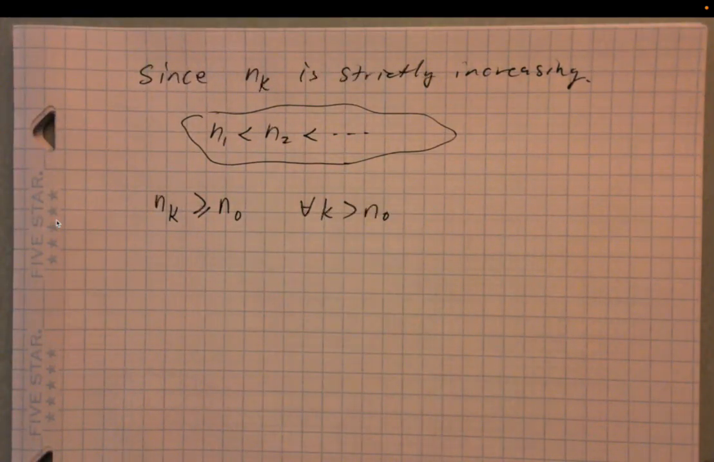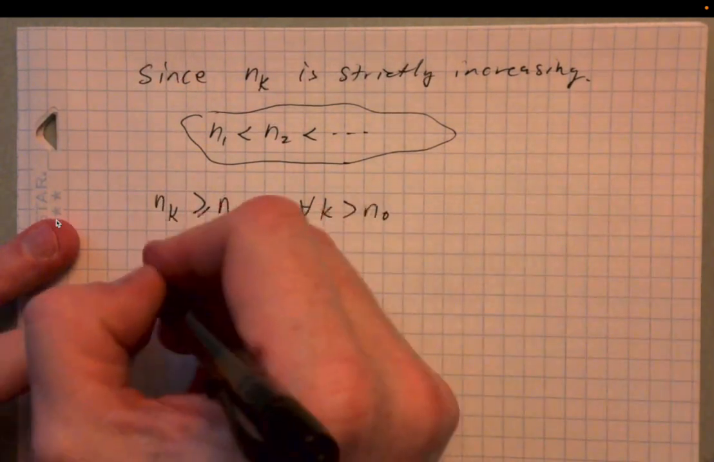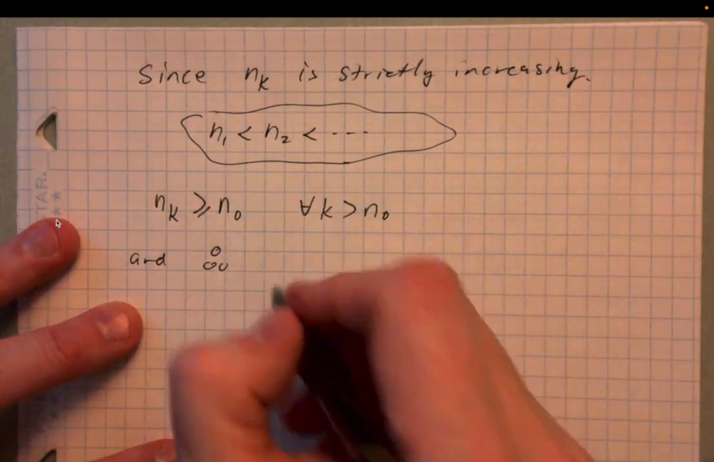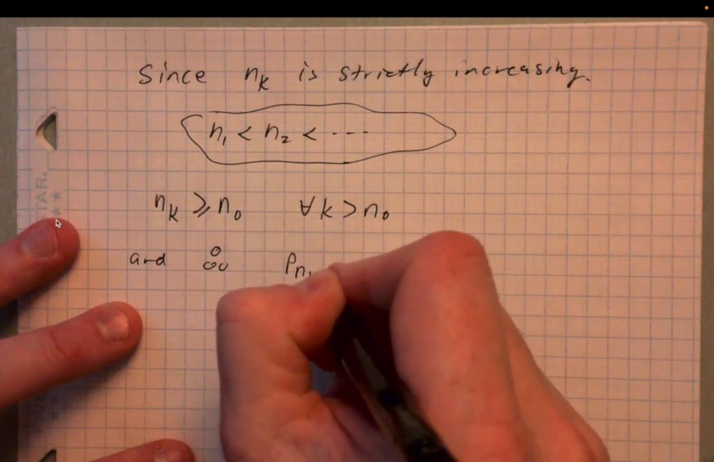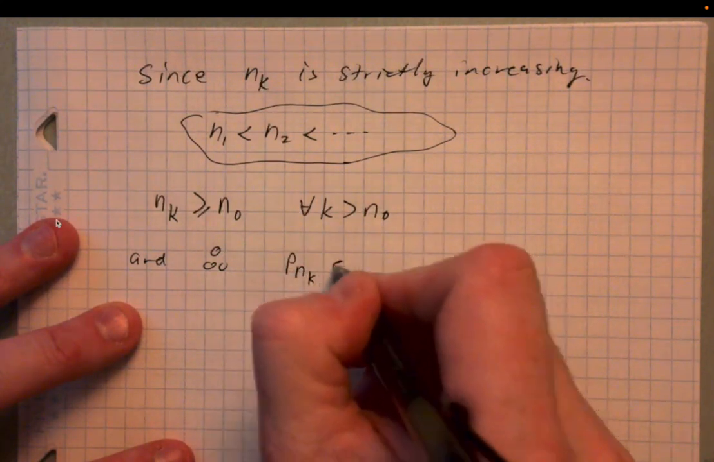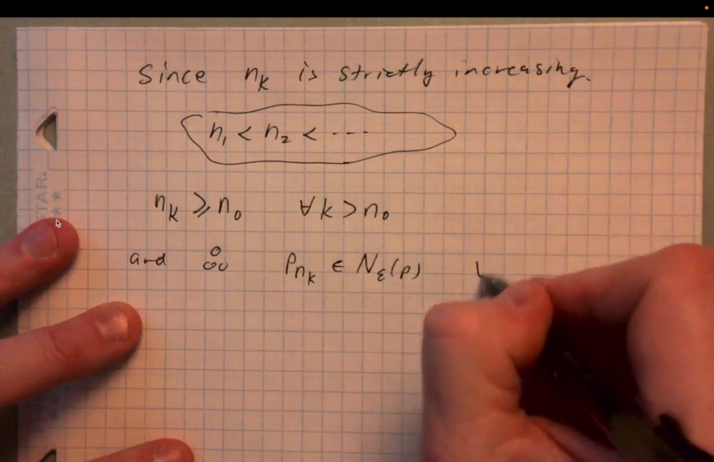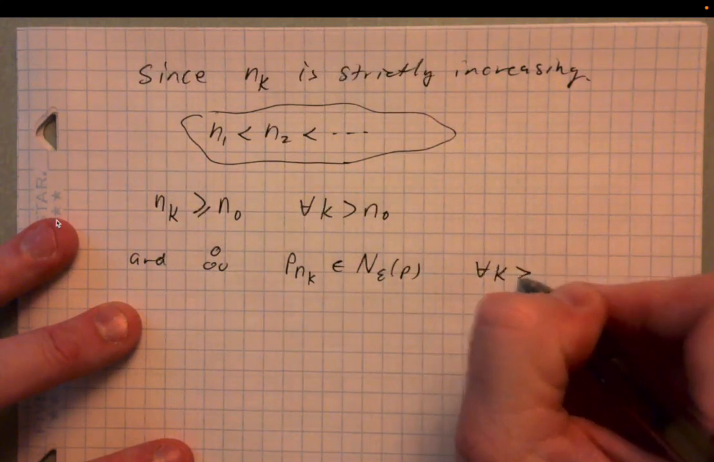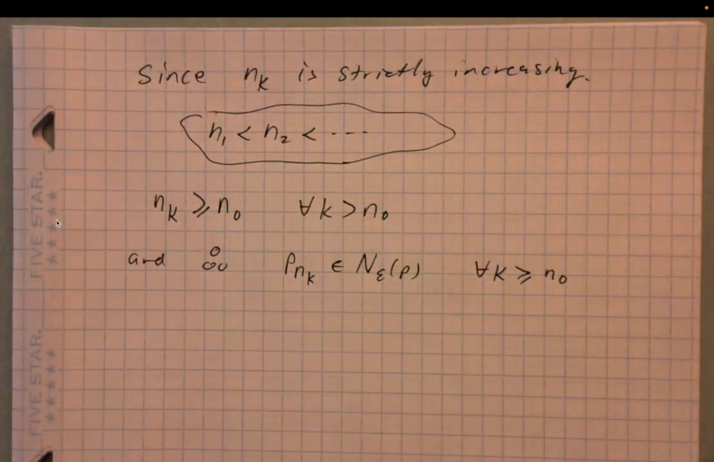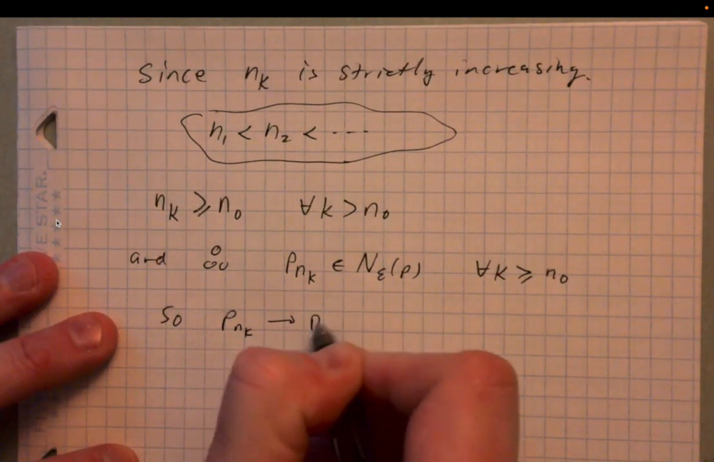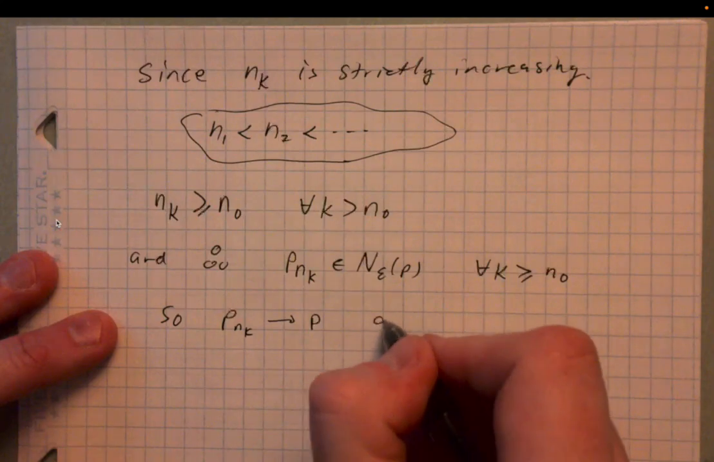Okay, and so what does that imply? Well, what it implies is that P sub n sub k is in the epsilon neighborhood of P for all k greater than or equal to n naught. And that's just the definition of convergence. So P sub n sub k must go to P as k goes to infinity.